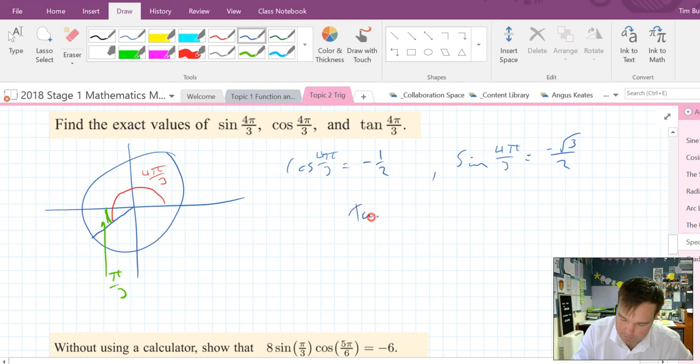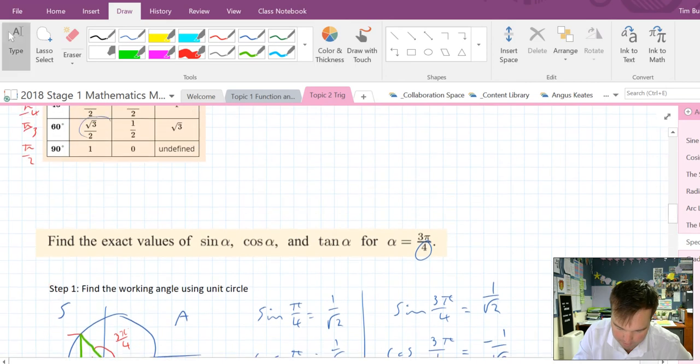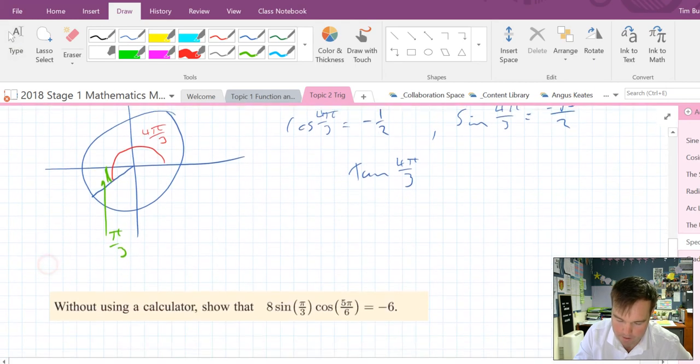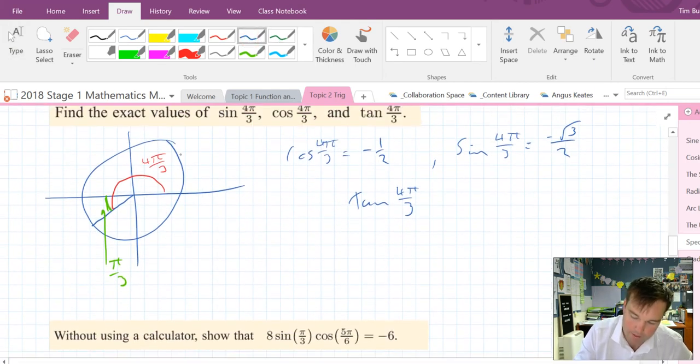And tan of 4 pi on 3, well, tan of 60, if we go to our table, would normally just be root 3. But down here, we know that both of those are negative, so it's still going to be positive because tan is the ratio of the two, so it's still positive root 3.